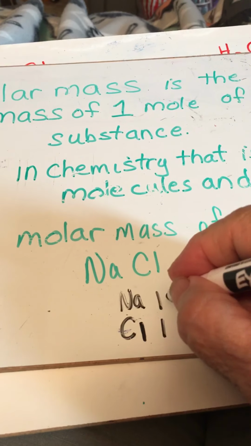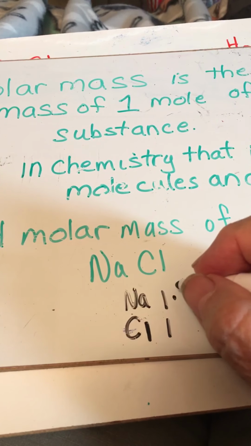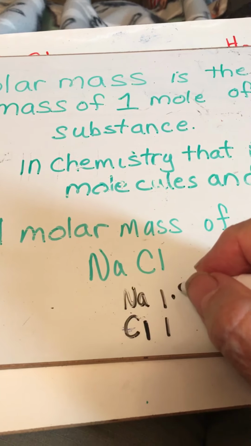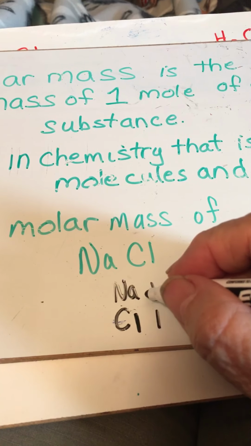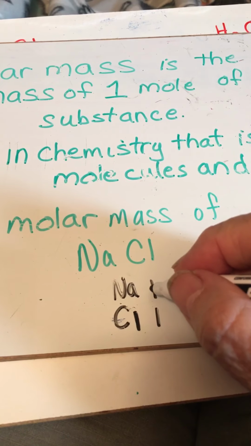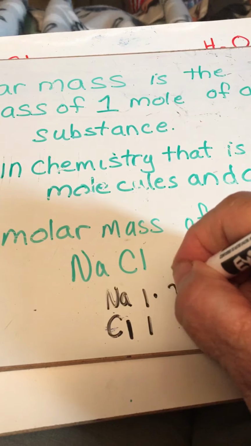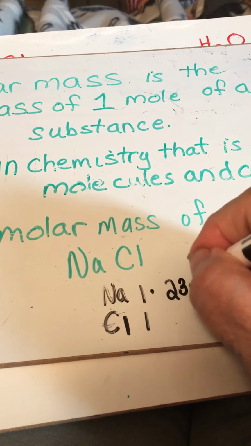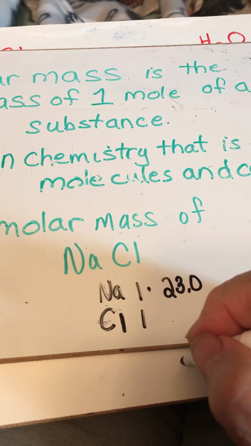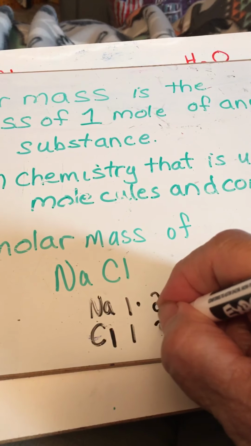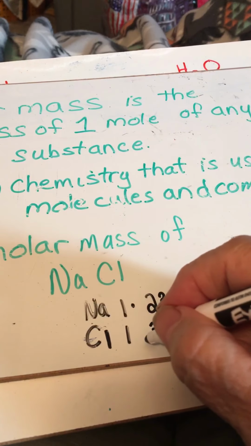Then, using the periodic table, we find out what the atomic mass unit is of sodium. And it happens to be 22.9. So we round it up to 1 decimal place, 23.0. Chlorine rounds up to 35.5. And that point is important.